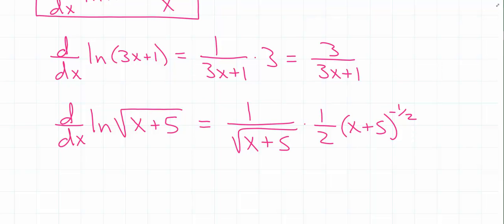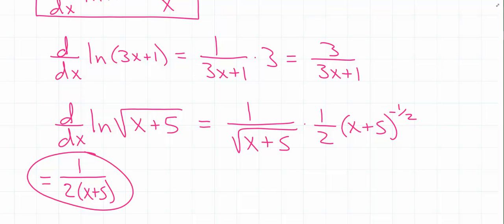Because the square root of x plus 5 is (x plus 5) to the 1/2. And then we have this. And of course, I guess that's really just going to be 1 over 2(x plus 5). Right? Because the square root drops down, and then you've got the square root times the square root. So it looks like this is the answer. It looks like that's the derivative.